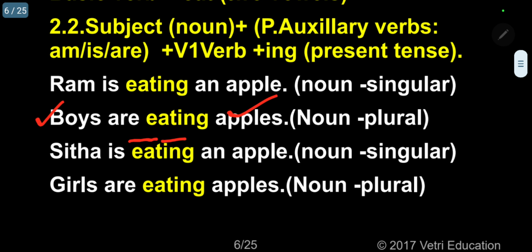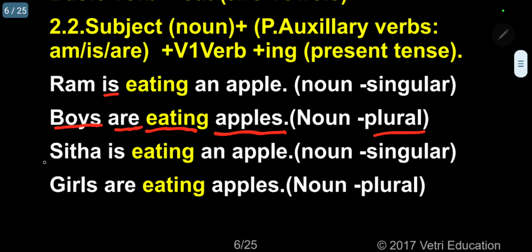Singular. Plural. Boys are eating apples. Noun plural. Boys plural, so the verb is plural, are. Ram singular, is. Boys plural, are. The main verb eat, ing as usual. So boys are eating apples.